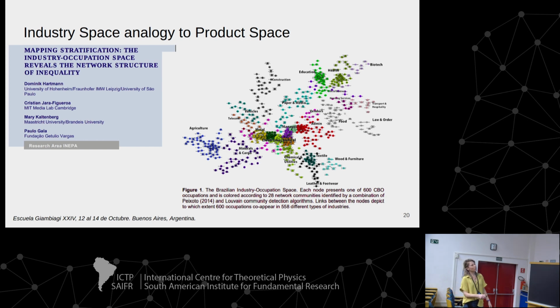Each node here represents occupations and is colored by community. So what you have here is how many occupations appear in different industries. You don't only have how the industries interact with each other, but also what kind of occupations are concentrated in each industry. Okay, so it's a very interesting work. If you click here, you have the paper with all the details. I leave you the link as well.